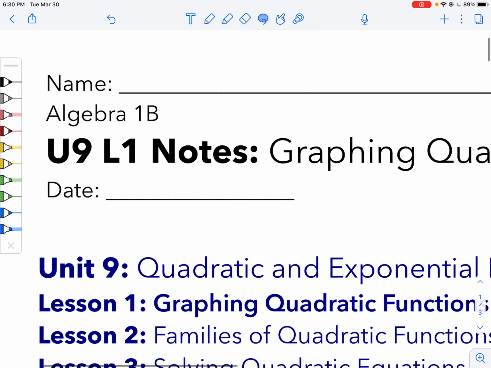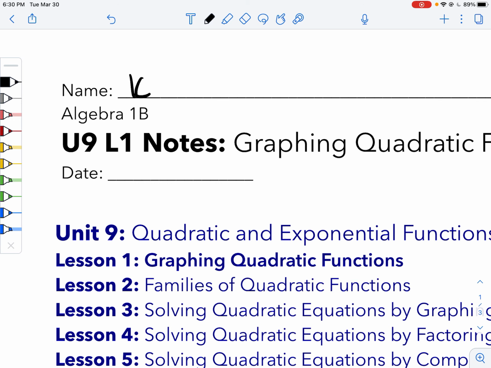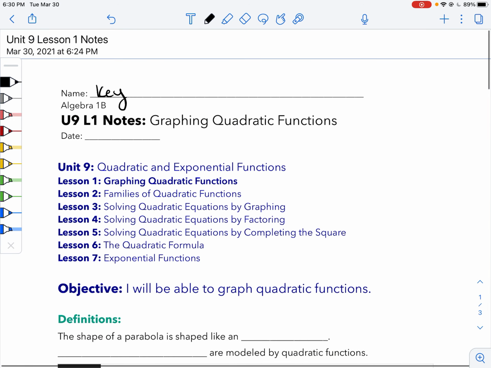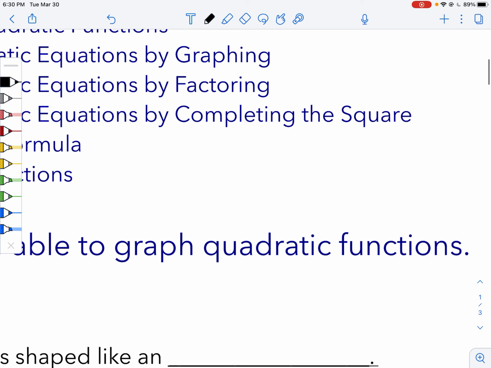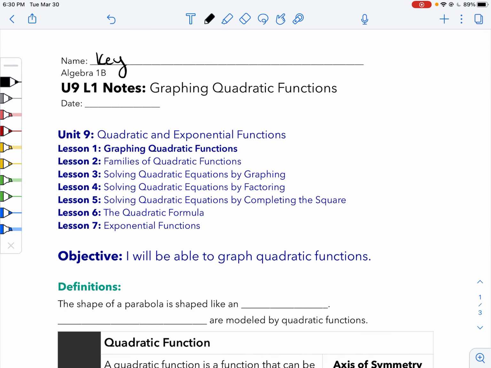Hi guys, welcome to Unit 9, Lesson 1 Notes on Graphing Quadratic Functions. By the end of the day, you'll be able to graph quadratic functions. So that's super fun. Let's just jump right in.